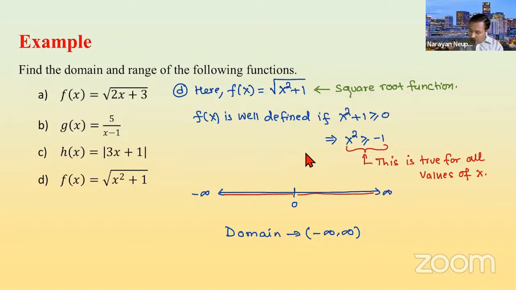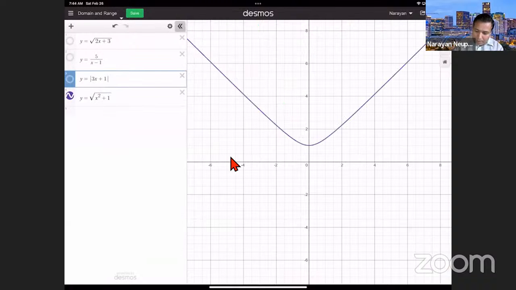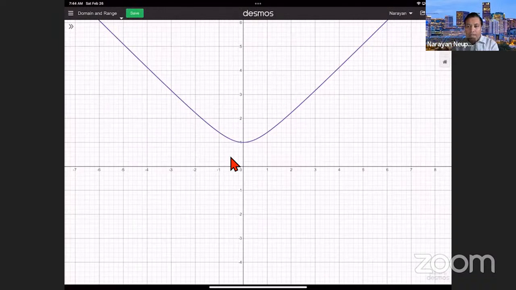Okay. So let's quickly check the graph of that function. Just a second when I bring that graph up. Okay, that is the graph of square root of x squared plus 1. And you can clearly see it is taking all these negative values because the graph is going all the way to the negative side. And also it is taking all positive values. The graph is going all the way to the positive side.